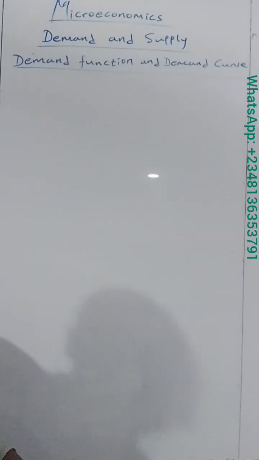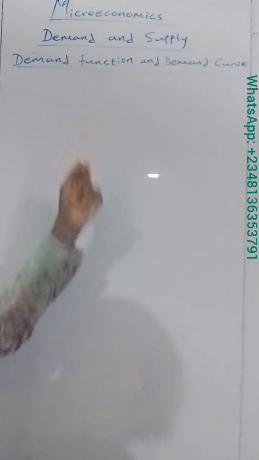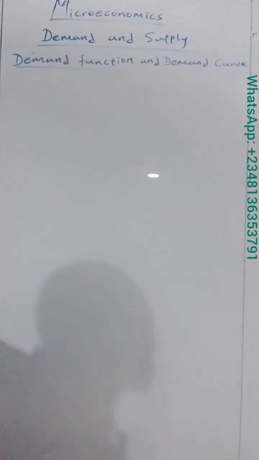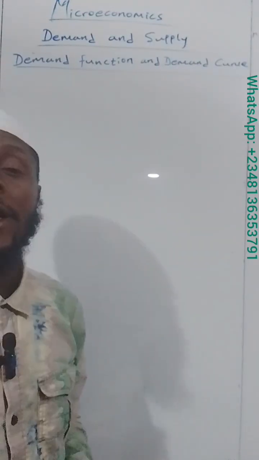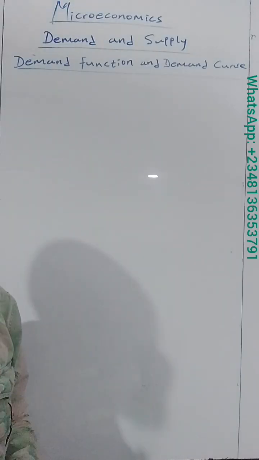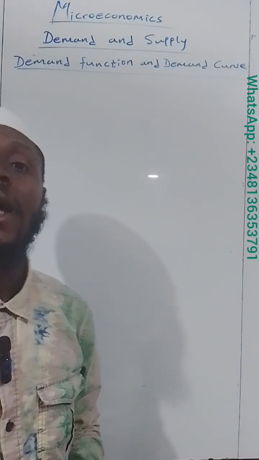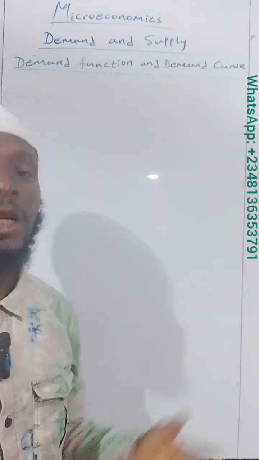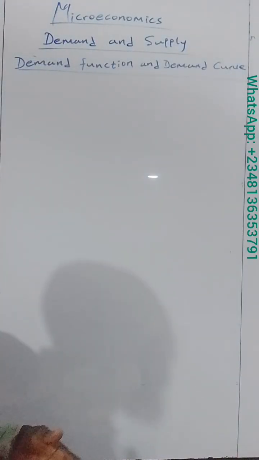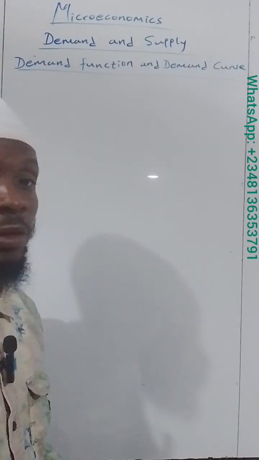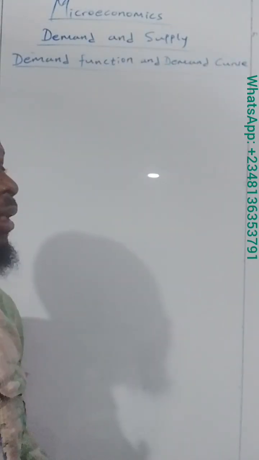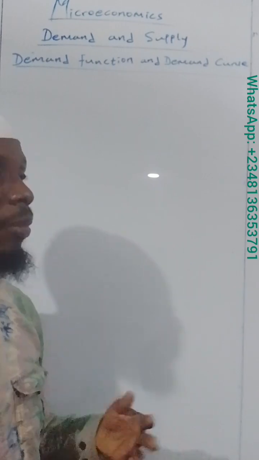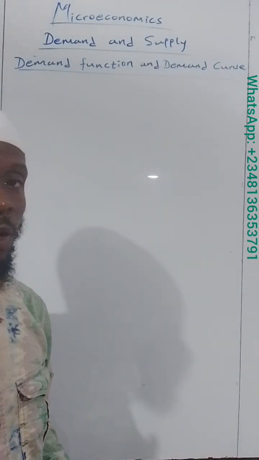In this class, I'll be discussing demand function and demand curve. What is demand function? You remember the law of demand, which states that the higher the price of a commodity, the lower the quantity demanded, and vice versa, all of that being equal. In other words, the quantity demanded depends on the price of the commodity.